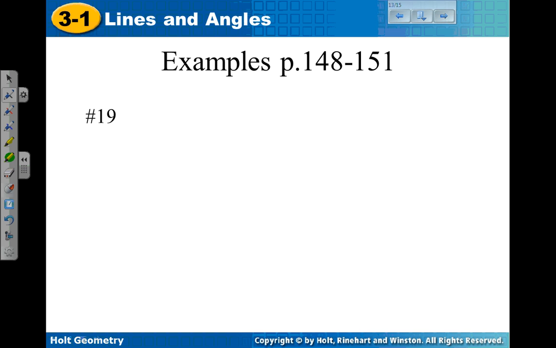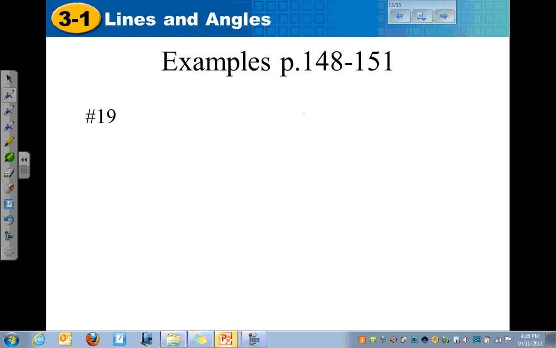Number 19. These directions say, give an example of each angle pair. So once again, you only have to do one. There's usually more than one, so you may have a different answer than I have on the solution here. Number 19 says alternate exterior angles.